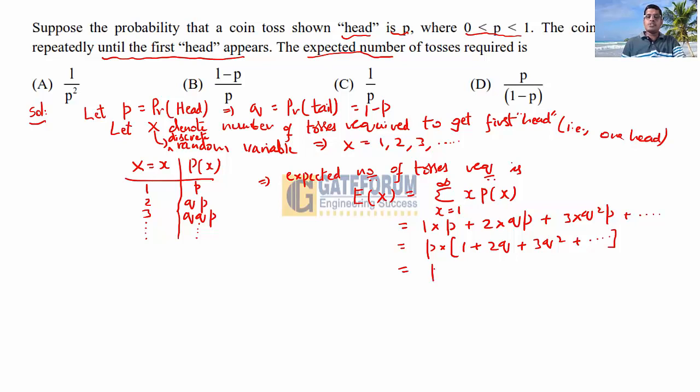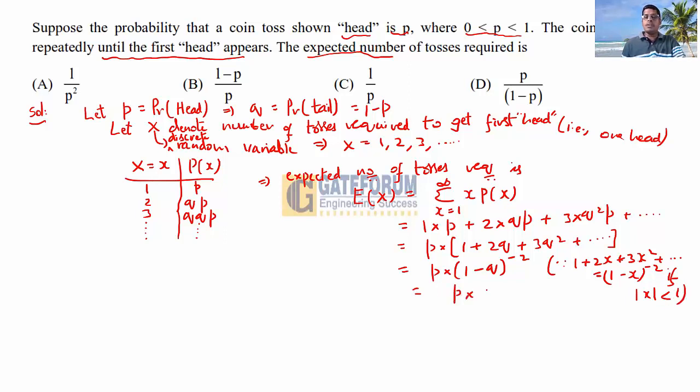So it looks like 1 plus 2x plus 3x square etc. is (1 minus x) whole to the power minus 2. Since 1 plus 2x plus 3x square, by binomial expansion or Taylor series, and so on, equals (1 minus x) whole to the power minus 2 if x lies between minus 1 and 1, that is mod x less than 1. So this is p into (1 minus q), that is p, so p power minus 2, which simplifies finally to 1 upon p.